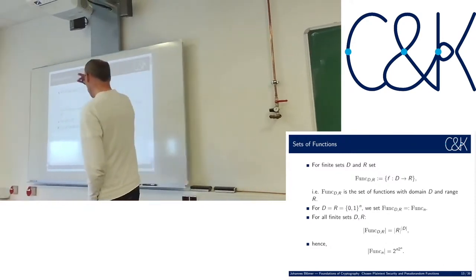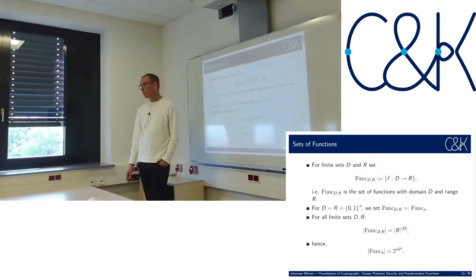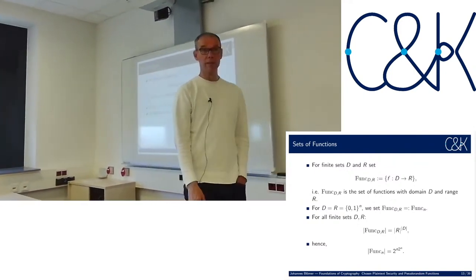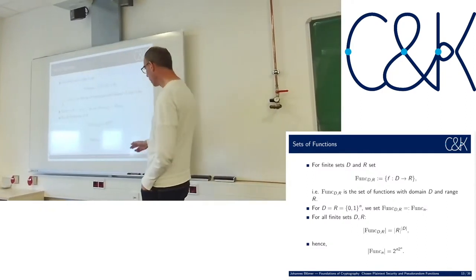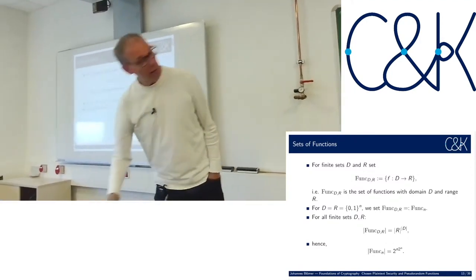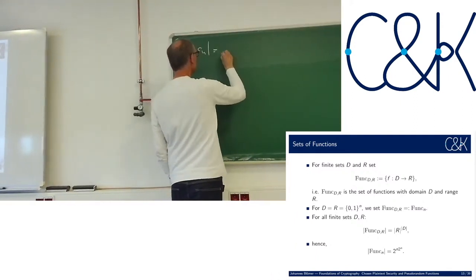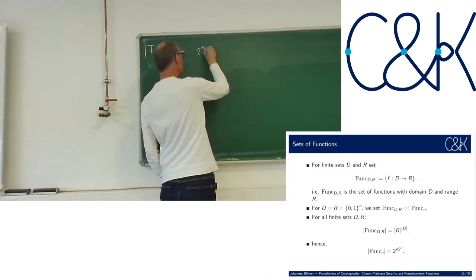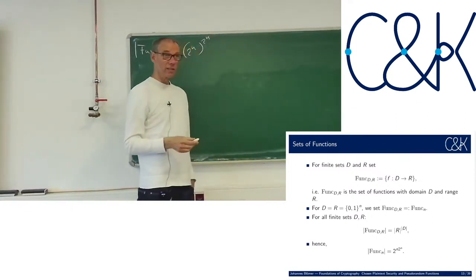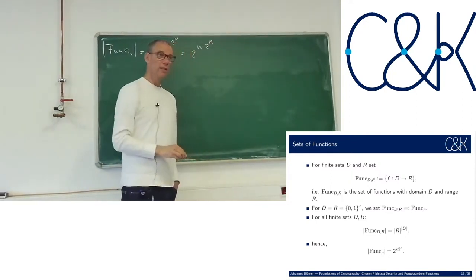An important case is when D and R are {0,1}^n. In which case I call this Func_{D,R} simply Func_n. If you look at it, in this case, the size of Func_n is 2^n, the size of R, to the 2^n, the size of D, which is 2^(n·2^n).